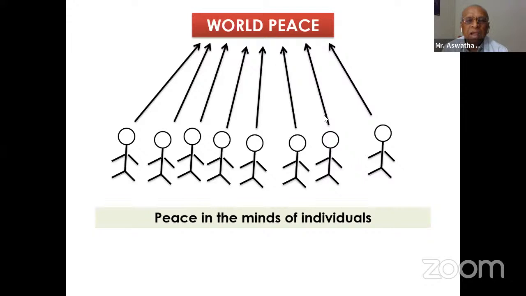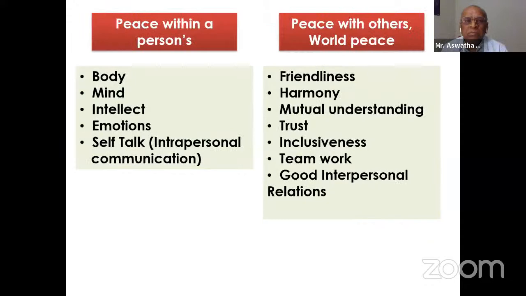How can we achieve peace within one person? Predominantly by establishing a harmony between the body, mind, intellect, emotions, and intrapersonal communication, what we communicate within ourselves, not interpersonal, where we communicate with others. After all, your interpersonal relations are a logical extension and a manifestation of what you communicate within yourself. Now, when you are at peace within yourself, with others it will manifest as friendliness, harmony, mutual understanding, trust, inclusiveness, teamwork, and good interpersonal relations.